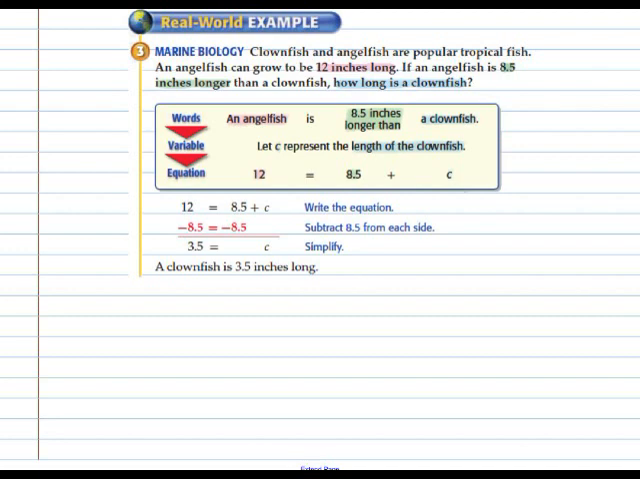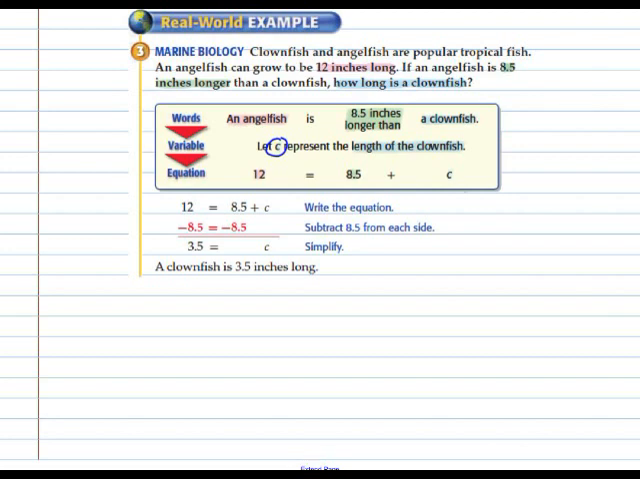Clownfish and angelfish are popular tropical fish. An angelfish can grow to be 12 inches long. If an angelfish is 8.5 inches longer than a clownfish, how long is a clownfish? In words, an angelfish is 8.5 inches longer than a clownfish. C represents the length of the clownfish. 12 is the length of the angelfish. 8.5 is added to the length of the clownfish, and that is my equation. 12 equals 8.5 plus C.